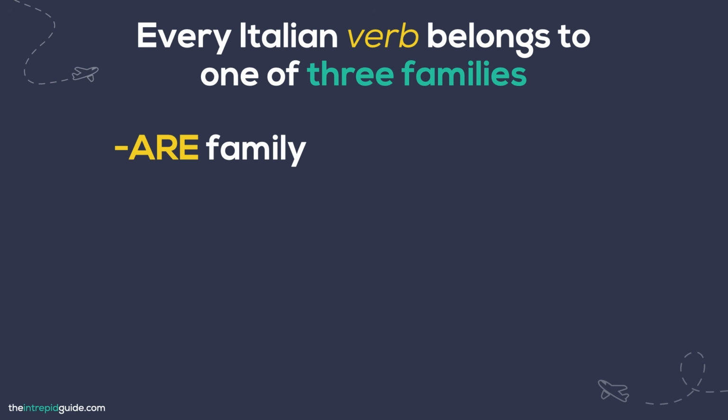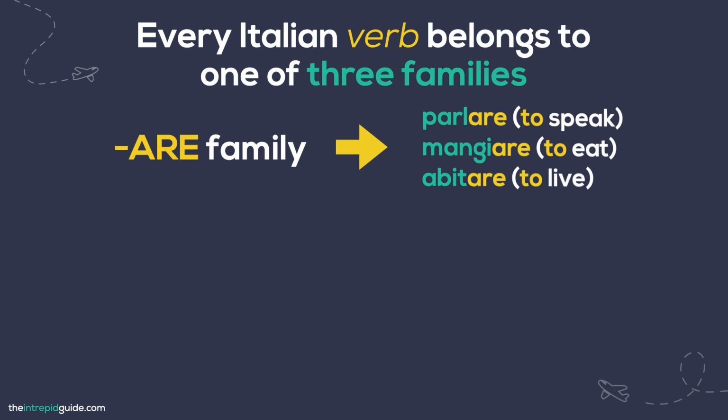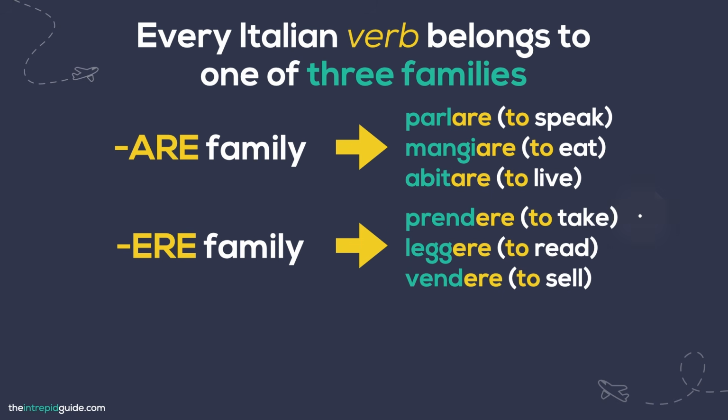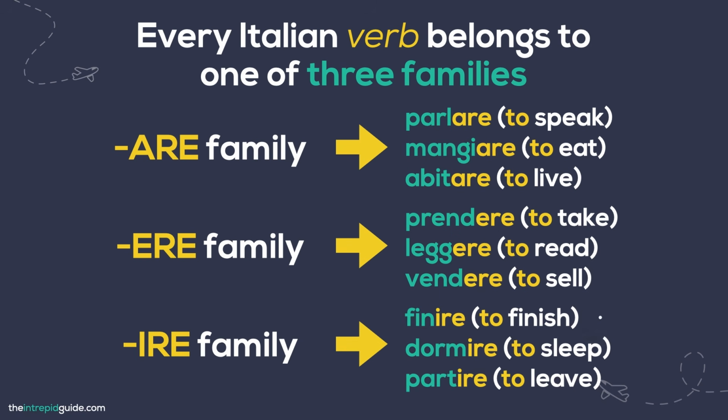Here are some examples. For the ARE family, we have parlare, meaning to speak, mangiare, to eat, abitare, to live. In the ERE family, we have prendere, to take, leggere, to read, and vendere, to sell. And then in the IRE family, we have finire, to finish, dormire, to sleep, and partire, to leave.